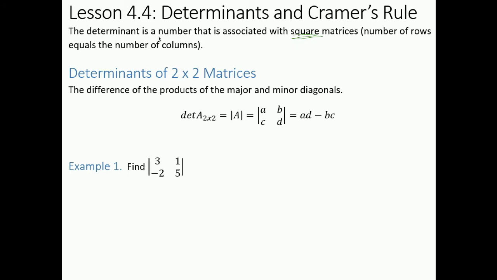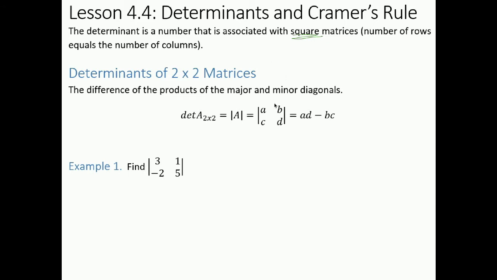And then we're going to learn how to find this determinant. So in Algebra 2, we're just going to learn how to find the determinant of a 2 by 2 matrix and then a 3 by 3 matrix. So the 2 by 2 is pretty simple. The difference of the products of the major and minor diagonals.